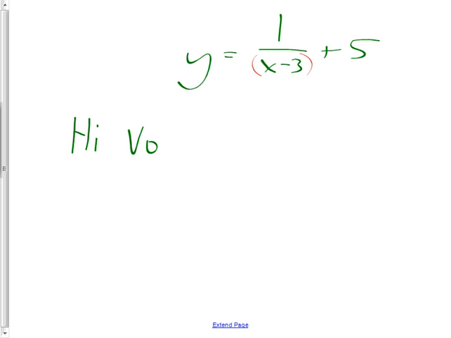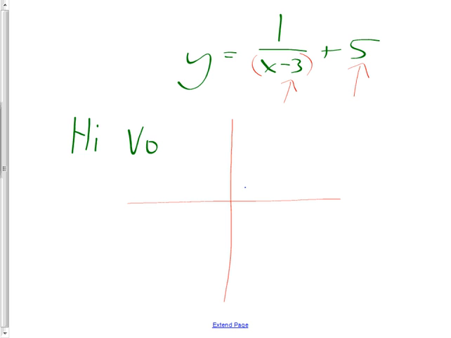I could put parentheses around it. You really should on any fraction that has a denominator with more than one part, or a numerator. Should have parentheses there. Okay, so anyway, it's horizontal on the inside, so that is 3 to the right, and that is up 5. So how would this graph look? Well, you just go like this.